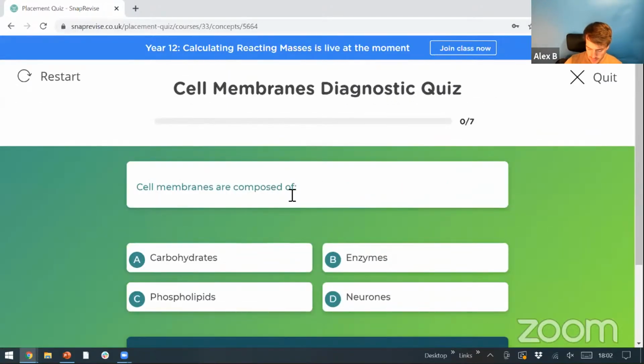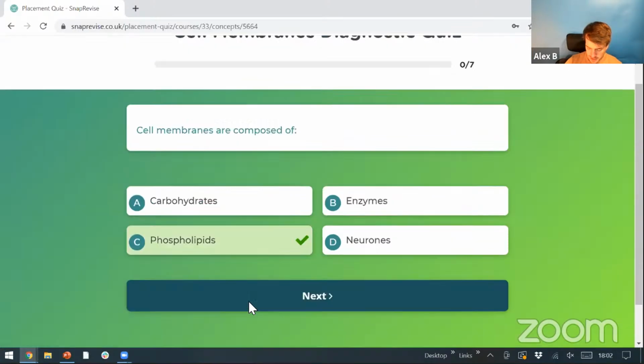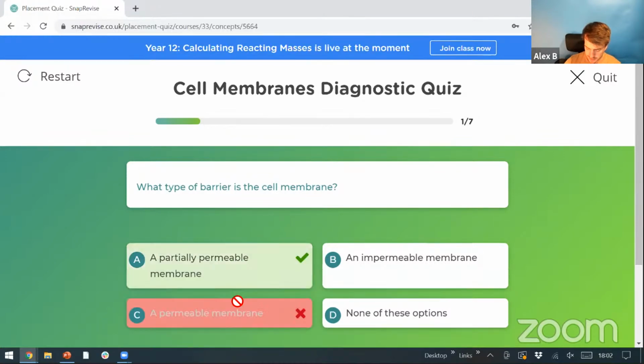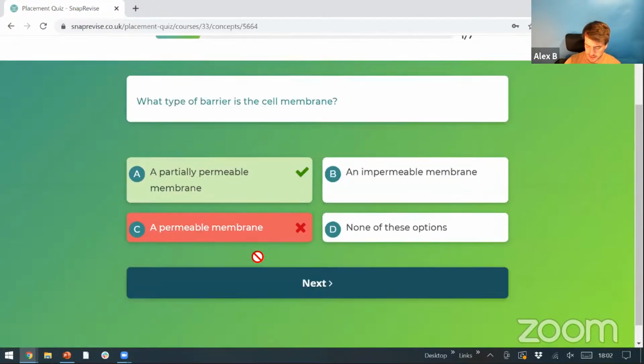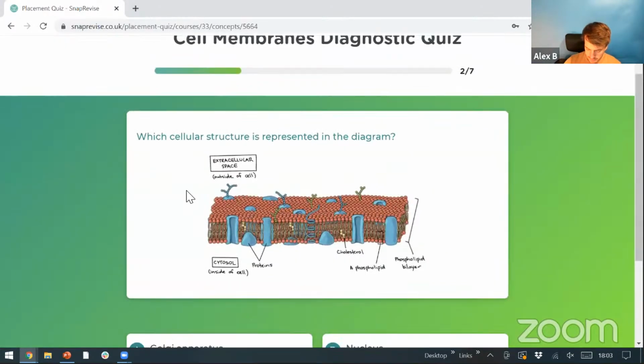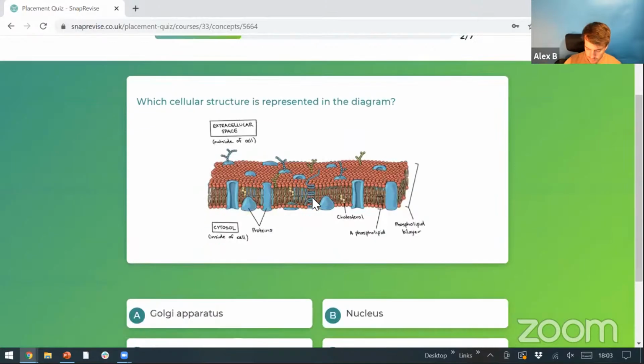Let's do this. So cell membranes are composed of phospholipids. So we click this. What type of barrier is in the cell membrane? Let's get one wrong, for example. So do this one. It's going to tell us later that we need to revise this. So what are we looking at here?